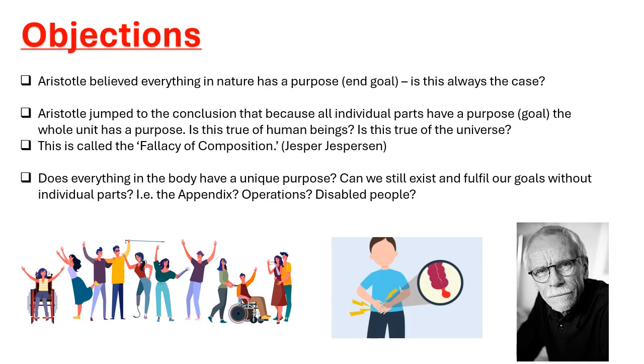And the objections, some of which I've already mentioned or alluded to: that everything has a purpose. Does it? Is this always the case? Is Aristotle guilty of the fallacy of composition, saying that just because individual things have a purpose, like a chair, a table, an acorn seed, does that mean everything, the universe itself, the whole, has a purpose? Or is he making a philosophical jump in logic, and maybe an error there, a fallacy of composition?